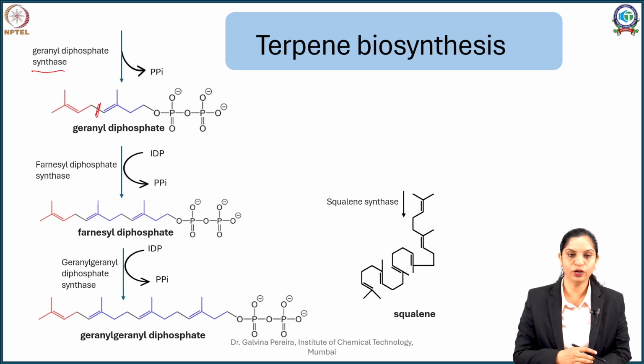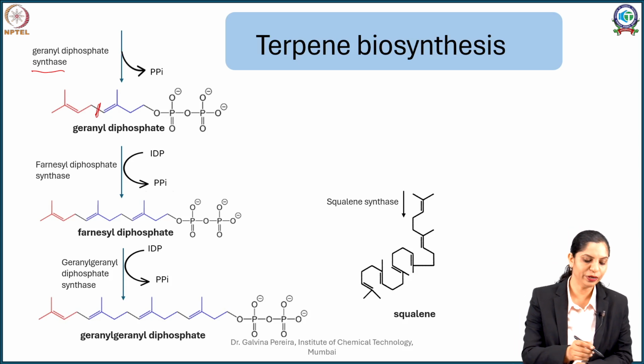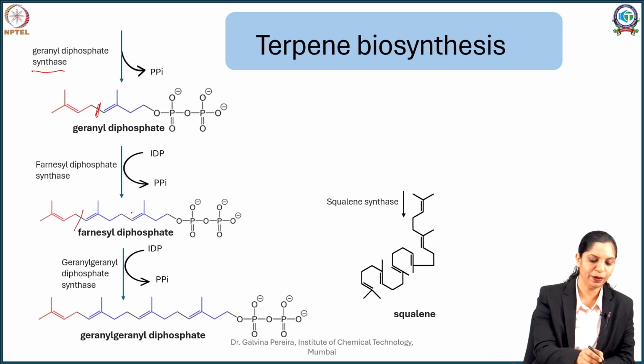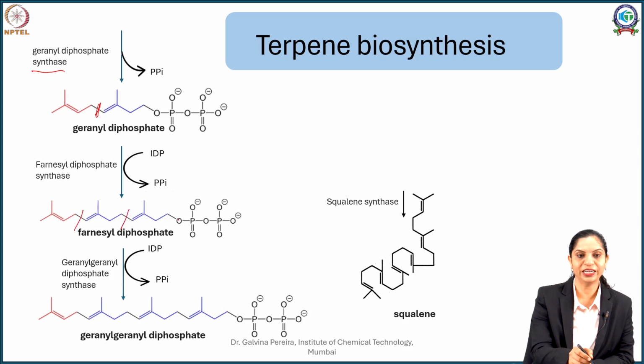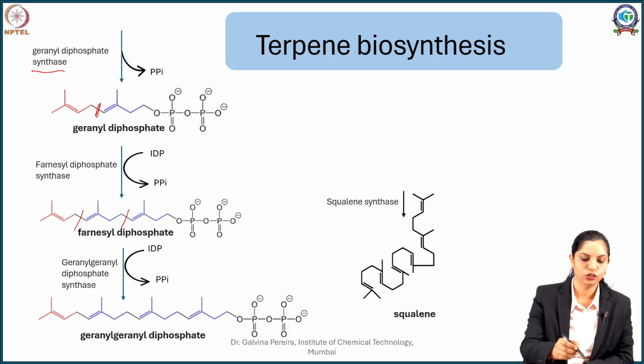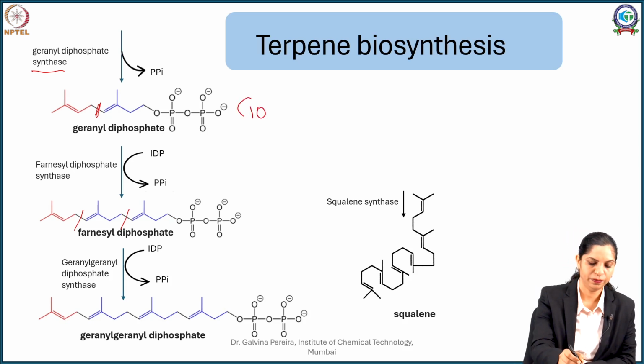So, when one more isoprene unit is being added, again it will undergo phosphate elimination, and then you get what is called farnesyl diphosphate. Again it is easy to visualize. This is dimethyl allyl pyrophosphate, this is isopentyl pyrophosphate, this is isopentyl pyrophosphate. So, you have 3 C5 units. So, this is C10, this is C15.